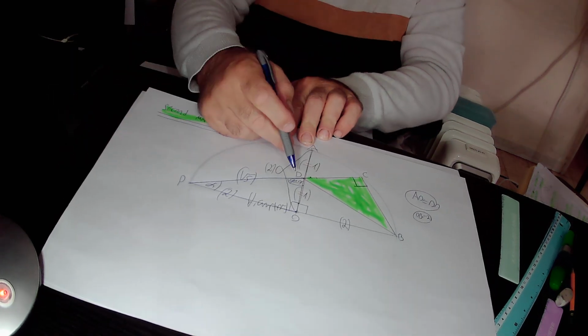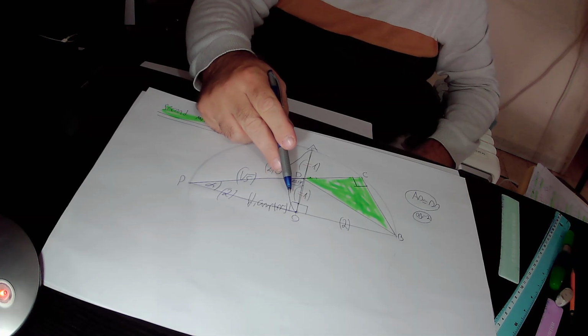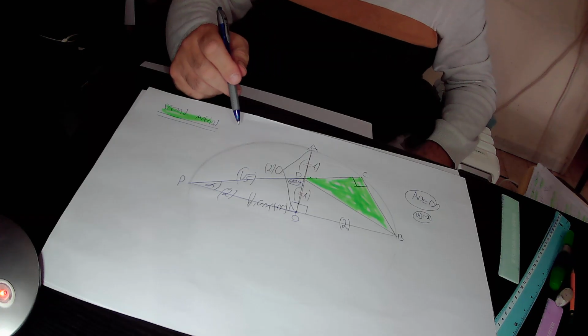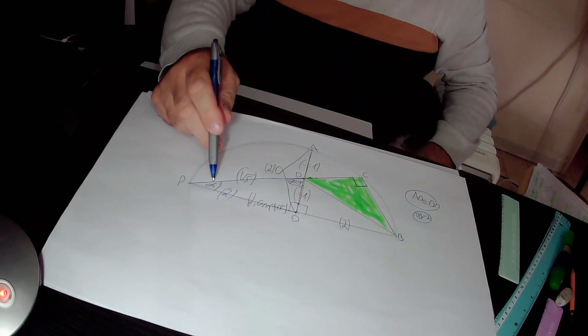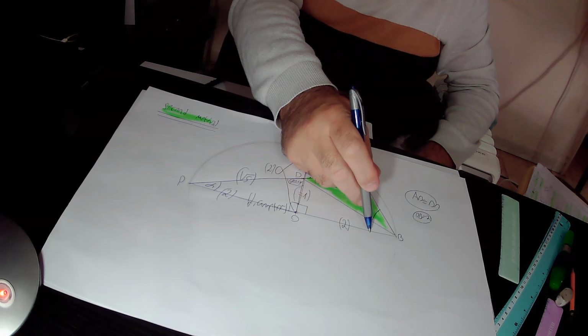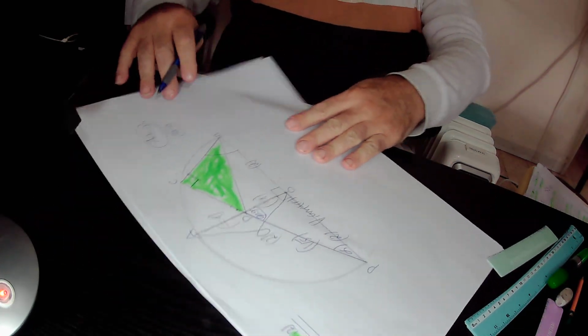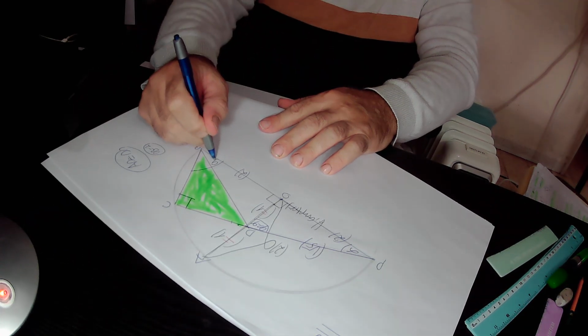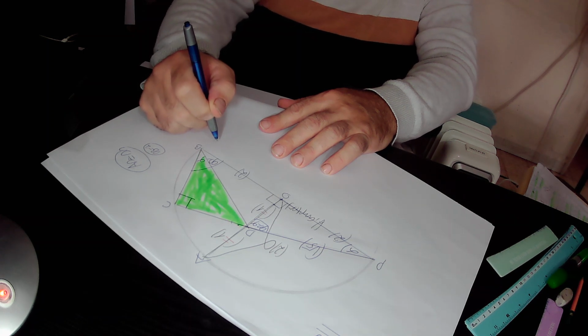Why? Because 90 degrees minus alpha plus alpha is 90 degrees, and 90 degrees plus 90 degrees is equal to 180 degrees, which is the sum of the angles in any triangle. Likewise, in the big right triangle PCB, this angle equals alpha, this angle equals 90 degrees, and therefore this angle must equal 90 degrees minus alpha. This follows the rule that the sum of the angles in any triangle is equal to 180 degrees.